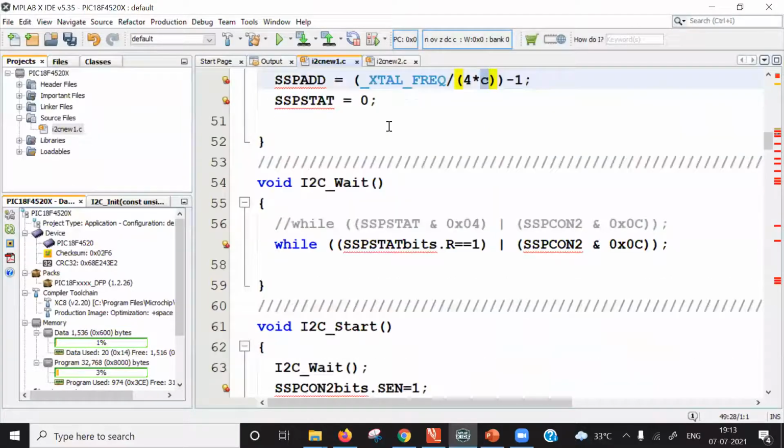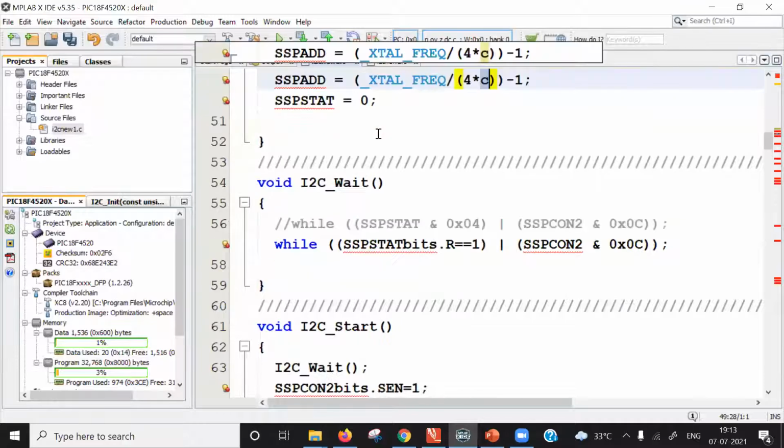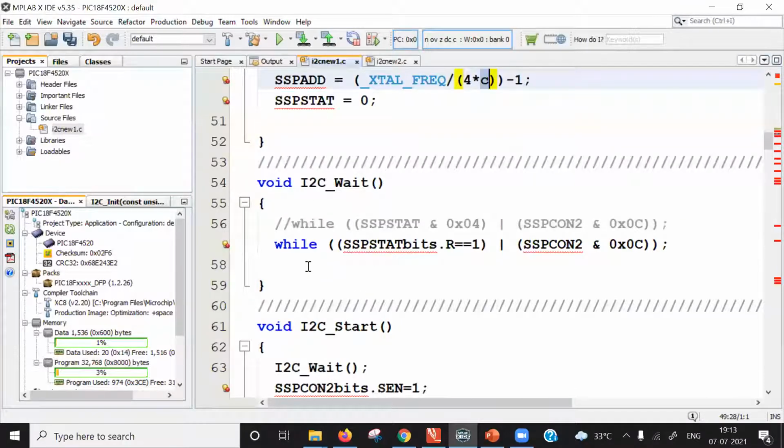Next is the I2C wait function, and there is only one line. The first instruction I have commented. Any one instruction you can use. In the first instruction, I have done the ending operation. So if you get confused with the ending operation, that's why I have directly checked the same condition by polling only 1 bit. Now, what is the purpose of this instruction?